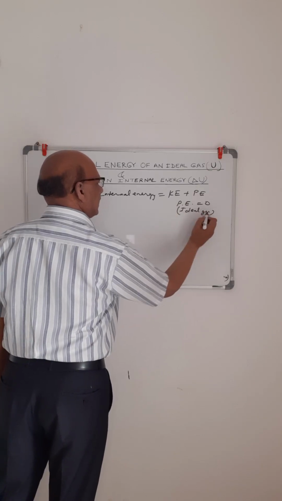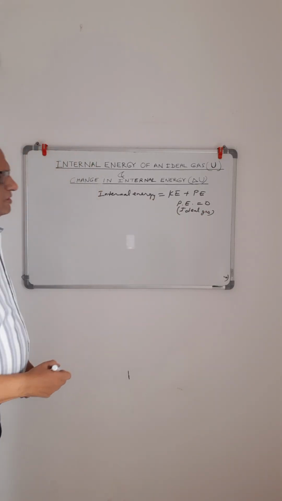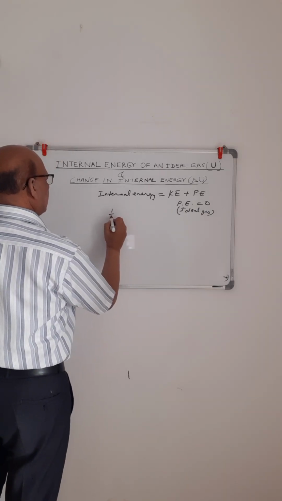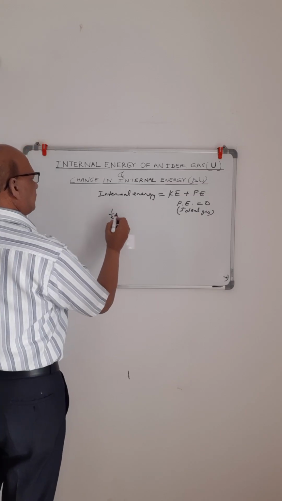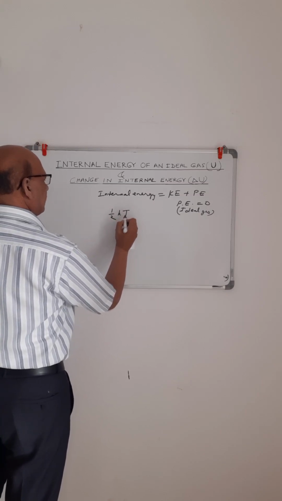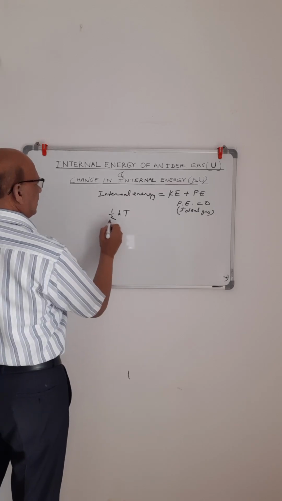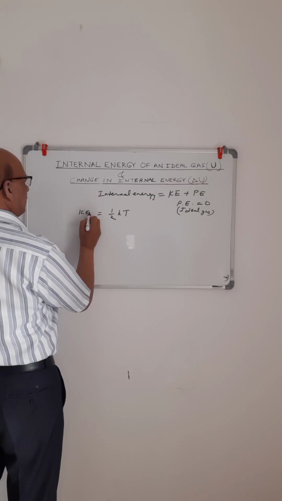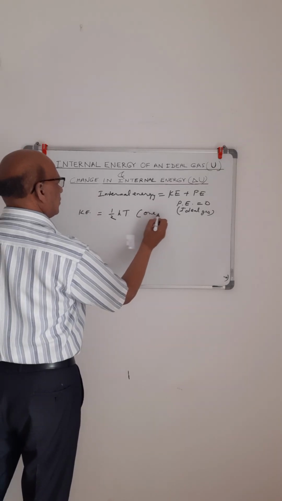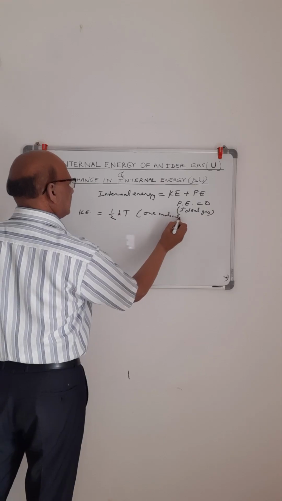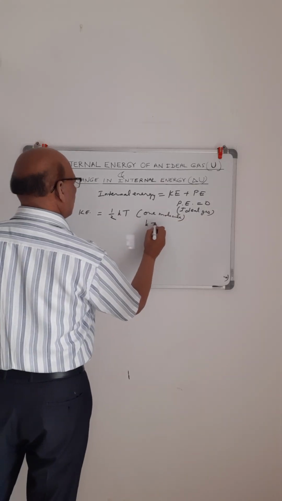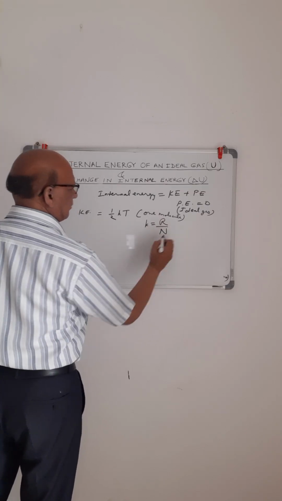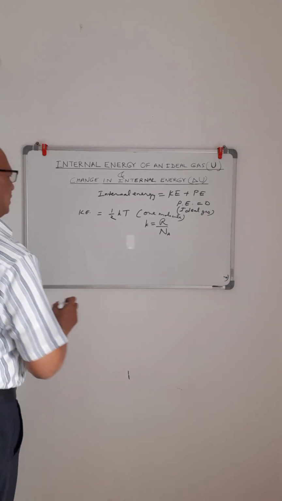Okay, so for ideal gas, its internal energy is nothing but its kinetic energy, and by the law of equipartition of energy, we can say that kinetic energy of each molecule of an ideal gas for each degree of freedom is half kT. So this is the kinetic energy for one molecule of an ideal gas, where k is the Boltzmann constant, which is nothing but R upon N, where N is the Avogadro's number.